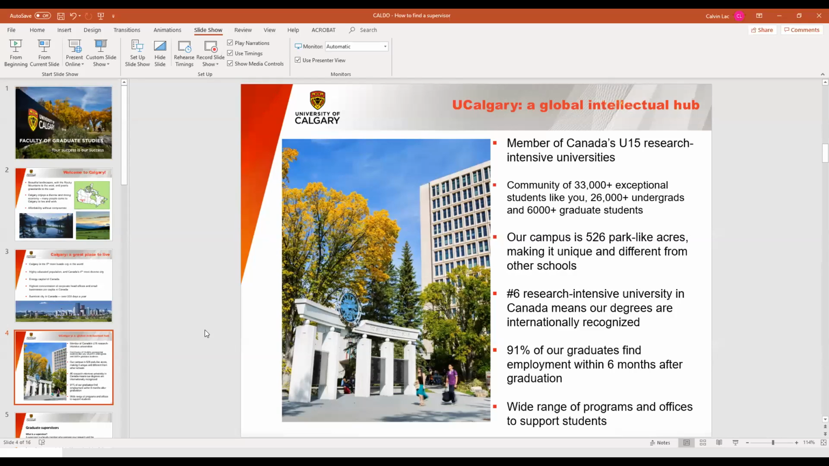91% of our graduate students find employment within 6 months after their graduation, and we also offer a wide range of programs and offices to support students.